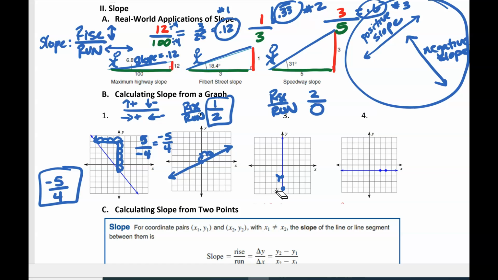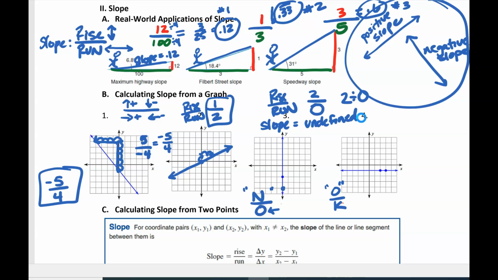Well, you may remember we talked about this before. What happens when you have a 0 in the denominator? This is essentially saying 2 divided by 0. It's not okay to have a 0 in the denominator. It is okay to have a 0 in the numerator. So in this case, since there's a 0 in the denominator, we're going to say that the slope is undefined.